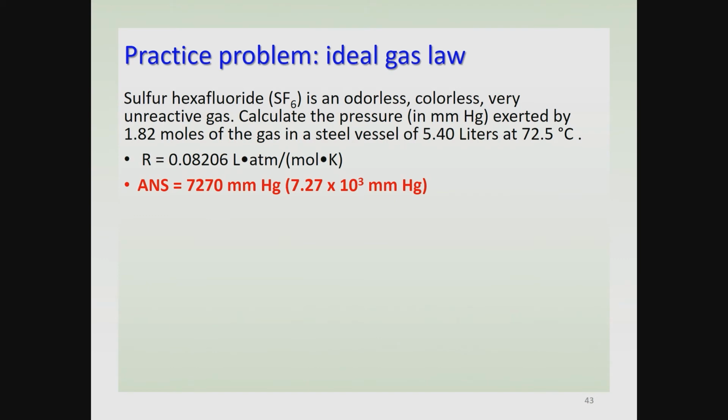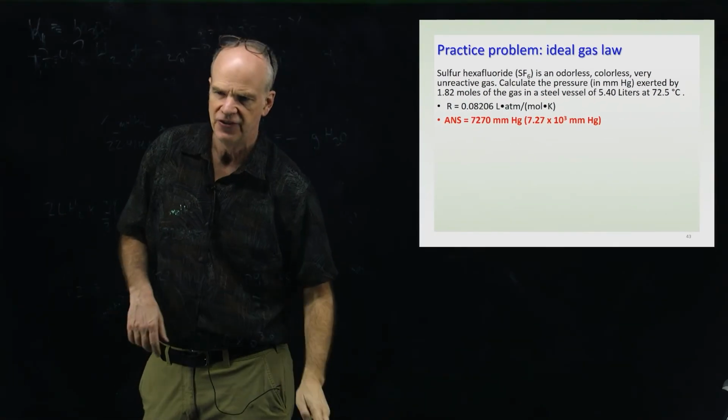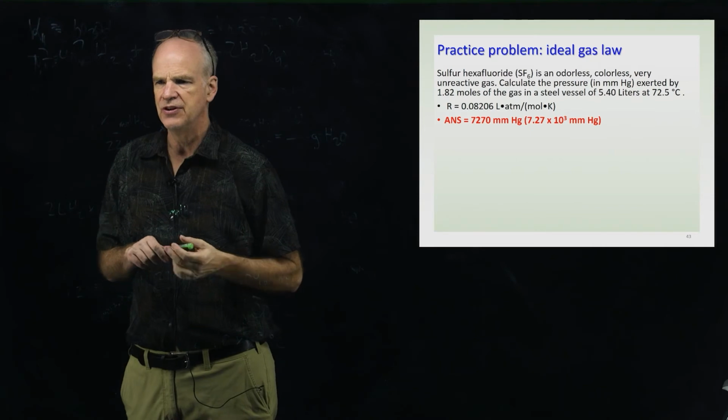So let's go ahead and do a practice problem given that information. Sulfur hexafluoride is an odorless, colorless, very unreactive gas. Calculate the pressure in millimeters of mercury exerted by 1.82 moles of the gas in a steel vessel of 5.4 liters at 72.5 degrees Celsius.